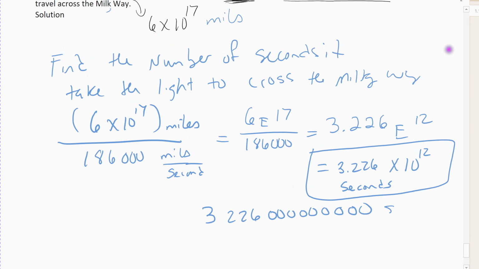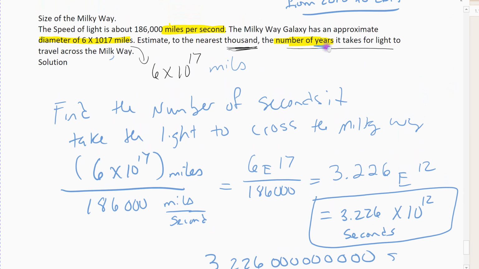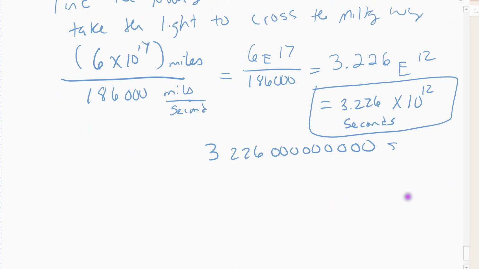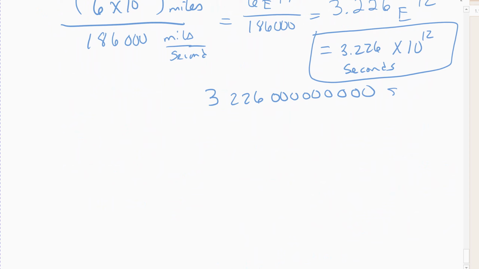Alright, but I don't want it in seconds. I want it in years. So I have to convert to years, and I have to find the conversion. Actually, the easiest way for you guys, since it's an online class, you have access to Google. The easiest way to do this is to figure out how many seconds there are in a year. That's what I need. So you just Google, how many seconds are there in a year? And you use that conversion.